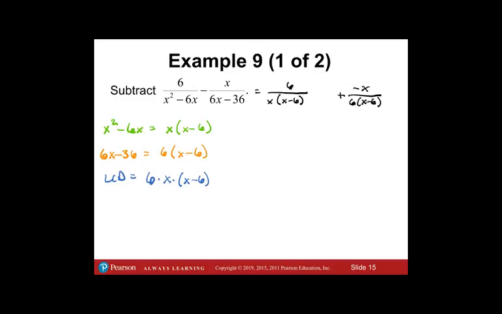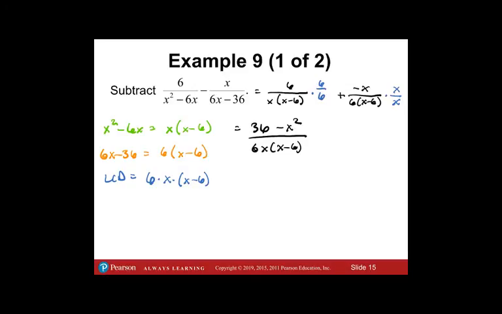And then now the first one, we have the x minus 6, so we're missing this 6. So we're going to multiply the top and the bottom by 6 there. The second one, we're missing the x, so we're going to multiply the top and the bottom by x here. Okay. So then on top, now we're going to have 36 minus x squared over 6x times x minus 6. Okay.